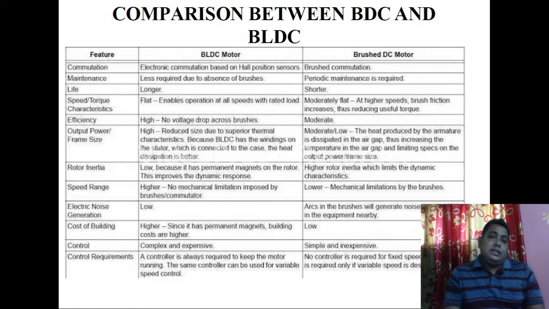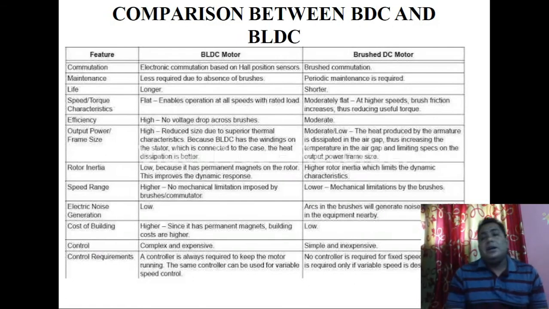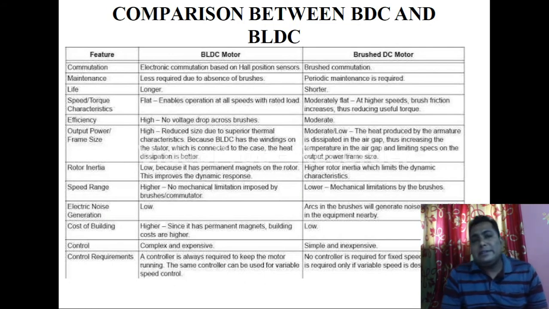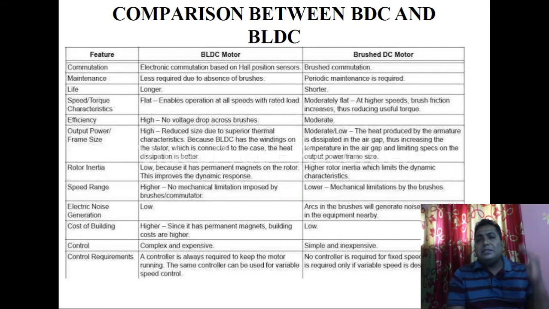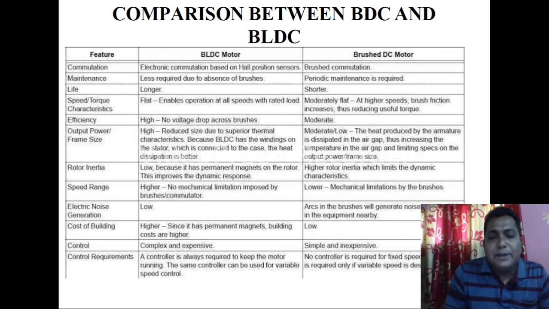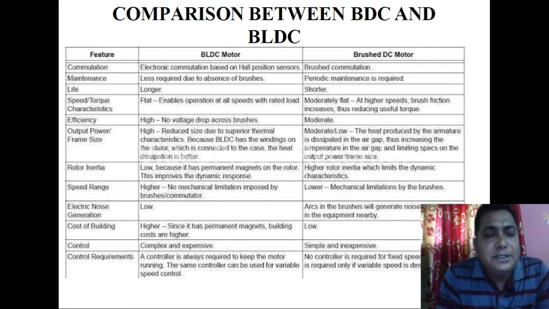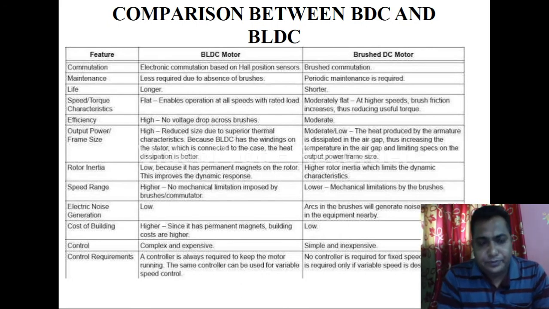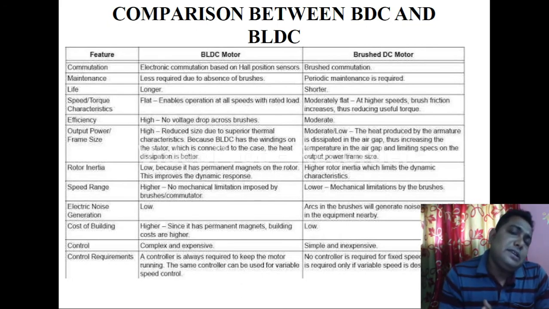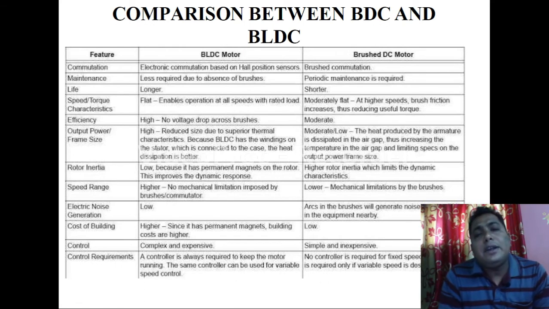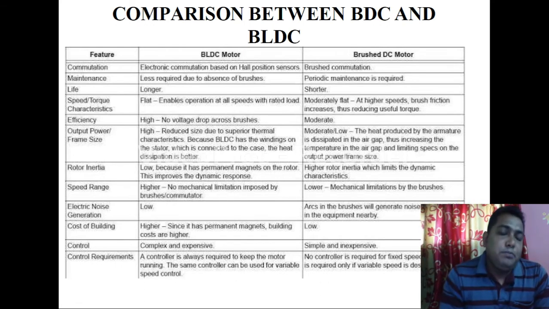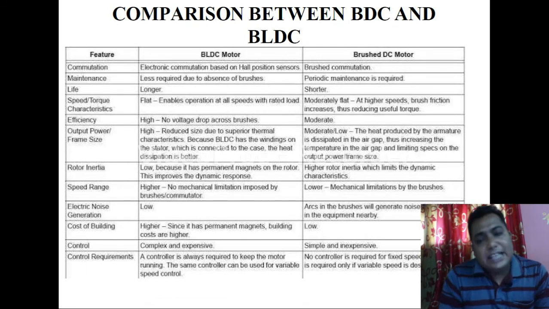Now this is important: there is a difference between the brushed DC motor and the brushless DC motor. There are some parameters depending upon which we can make some differences, so let us see what the differences are. First we will start with commutation. In a brushless DC motor, there is electronic commutation based on Hall position sensors, and in the case of a brushed DC motor, there must be brush commutation.